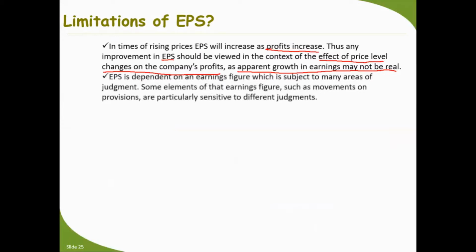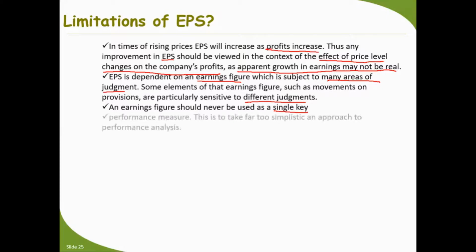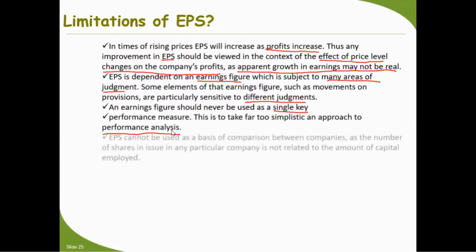Then, EPS is dependent on earnings figures, which are subject to many areas of judgment. So if your earnings are not accurate, there is a possibility that your EPS will not be accurate. And earnings figures should never be used on a single basis. So this is not a single performance indicator to measure the performance of the organization. Key performance measure. This is to take far too simplistic an approach to performance analysis. This is the most simplistic approach for performance analysis.